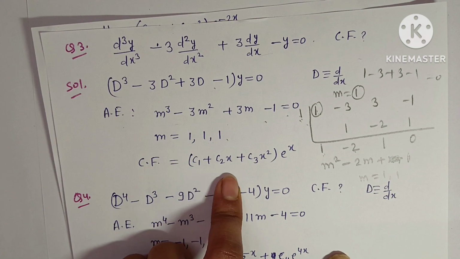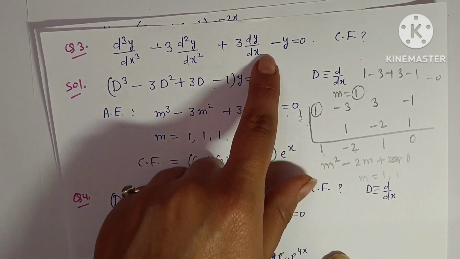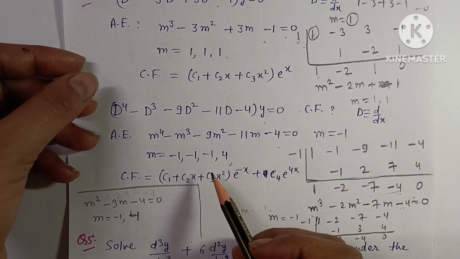So CF will be C1 plus C2x plus C3x square, e to the power x. Here x is written because x is the independent variable. Let's move to the next question.